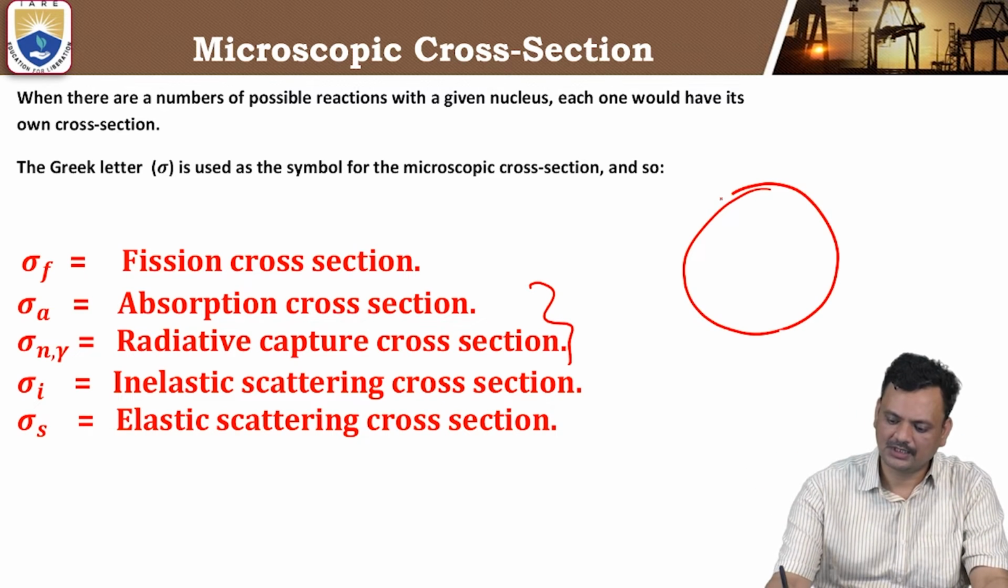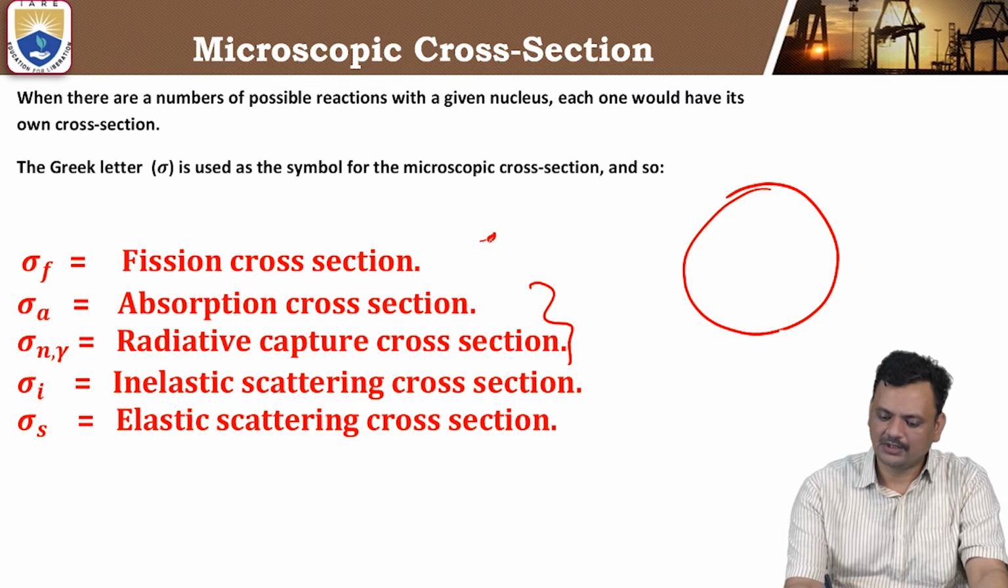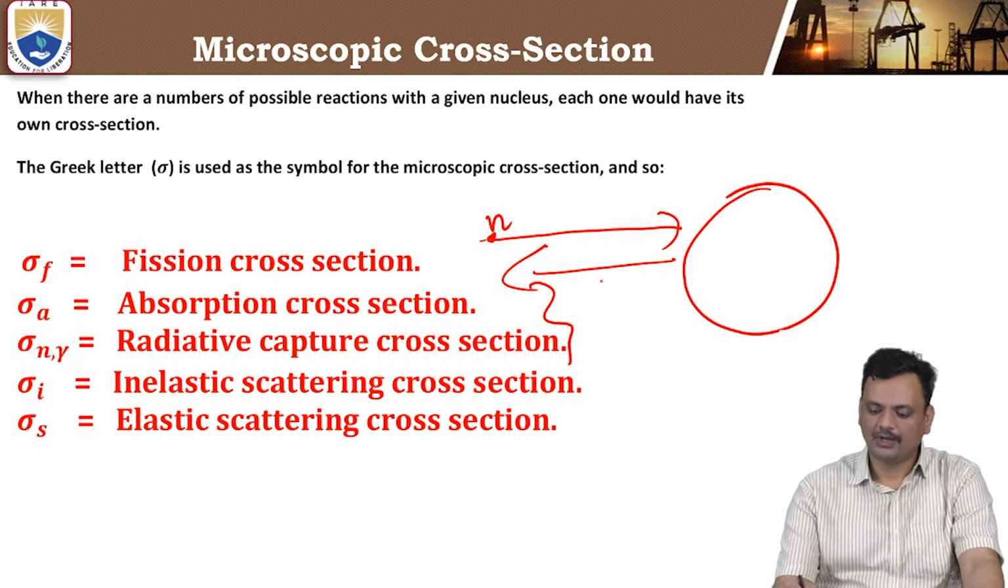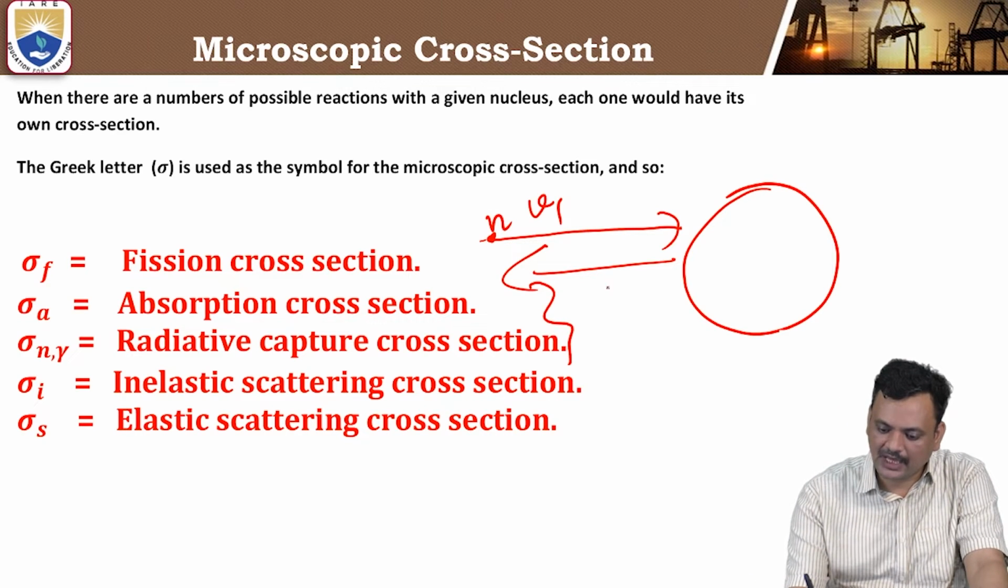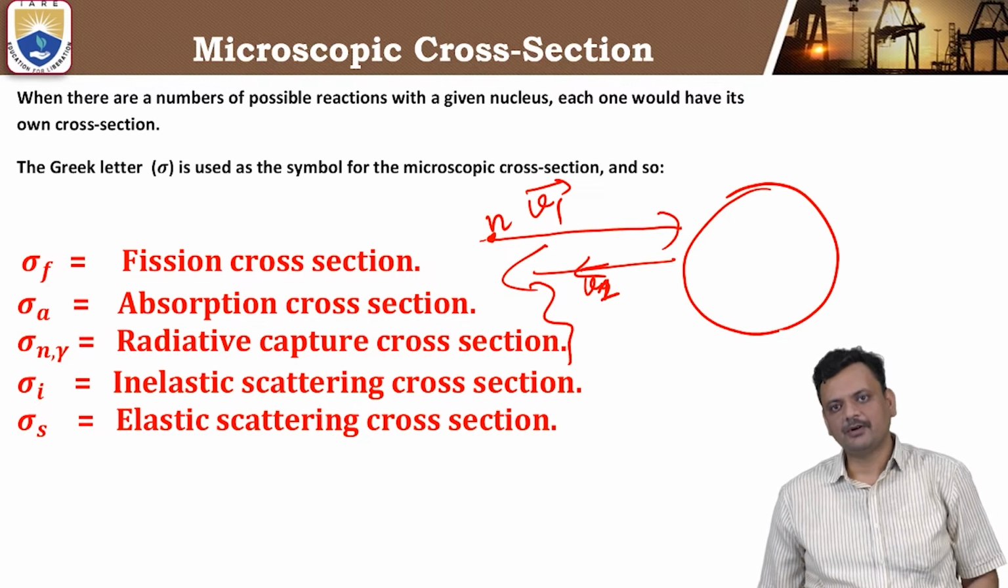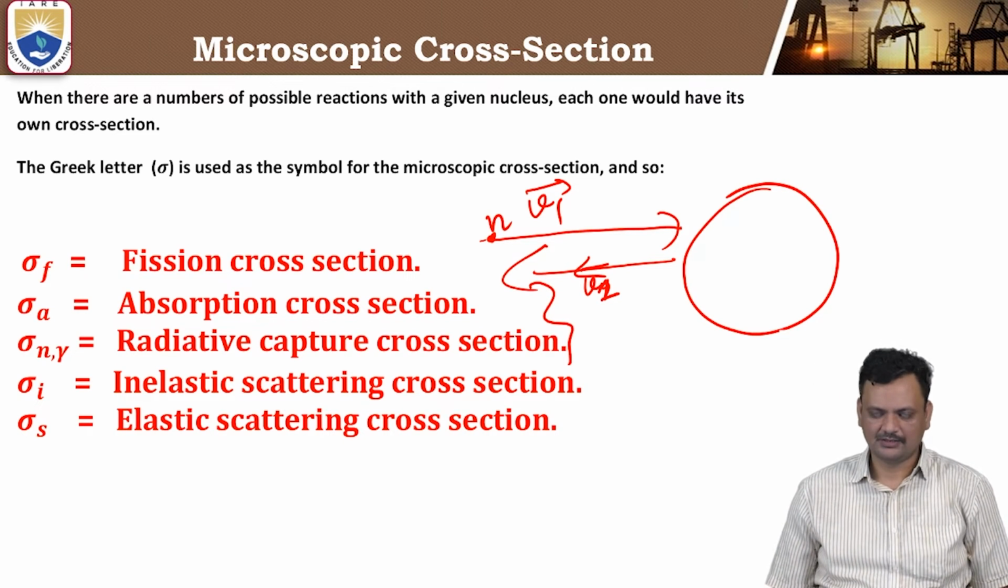Elastic means the neutron approaches and reaches that region. Suppose this is the elastic region. This is your incident neutron. It approaches this region and bounces back. If it bounces back with the same velocity, then it is a type of elastic scattering.